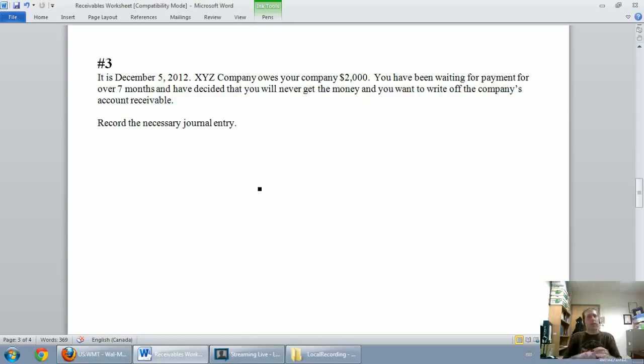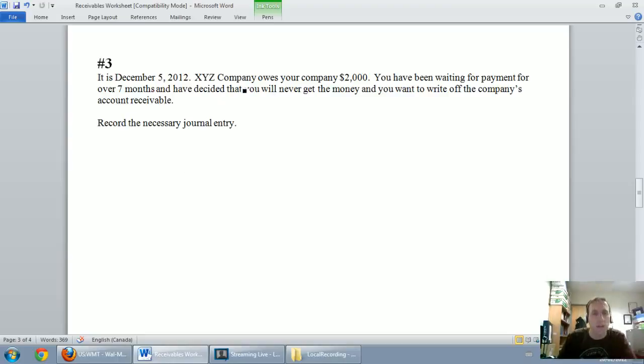So the question says, it's December 5th, 2012. XYZ company owes your company $2,000. You've been waiting for payment for over 7 months and have decided that you will never get the money and you want to write off this company's account receivable. Record the necessary journal entry. Okay, writing off accounts receivable is really easy, and it's especially easy if we understand how the income statement method and the balance sheet method work.